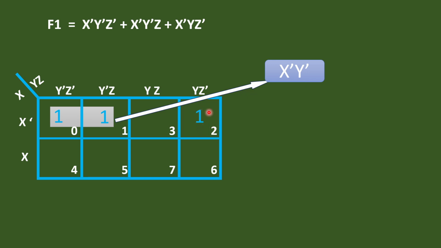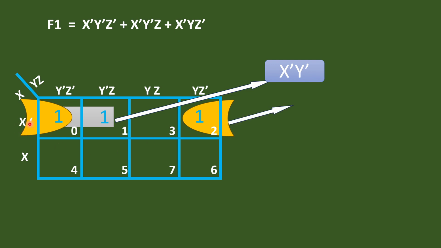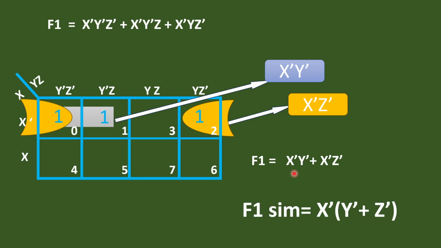Then we have the other 1 to be grouped along with the 0th cell. So the 0th cell and the second cell are combined, so that we get the expression X dash along with Y dash Z dash and Y Z dash. The Y dash and Y get cancelled because they are complements. Then we get the answer as X dash Z dash. So the simplified expression is F1 equals X dash Y dash plus X dash Z dash. Using Boolean law, we can take X dash outside, so that we get X dash into Y dash plus Z dash.